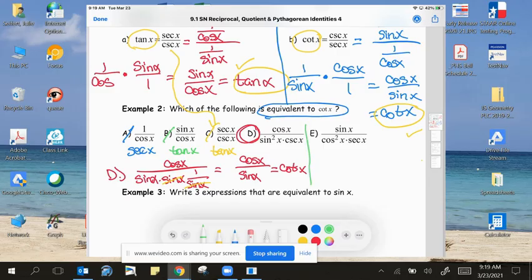Now, it may not be the only one, so let's look at E. E has a sine x in the numerator over cosine squared x. So that's cosine x times cosine x. Then secant x is 1 over cosine x. So we have a factor of cosine x dividing out with 1 over cosine x. Then that gives us sine x over cosine x. Sine over cosine is tangent x. So E is not equivalent. Answer D is the only one here equivalent to cotangent x.